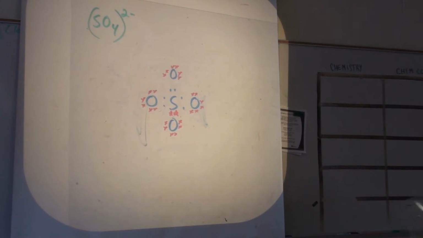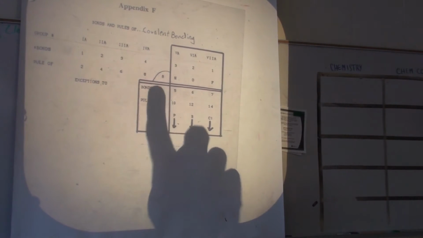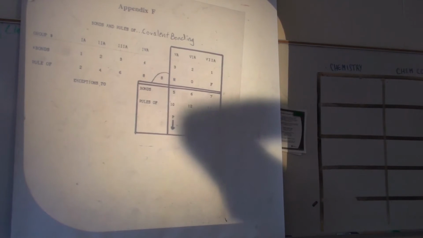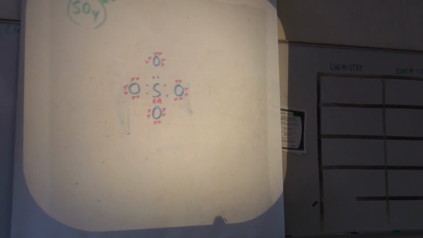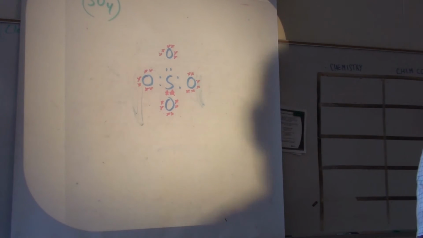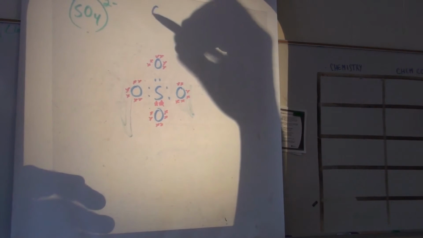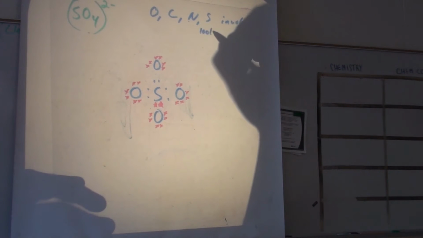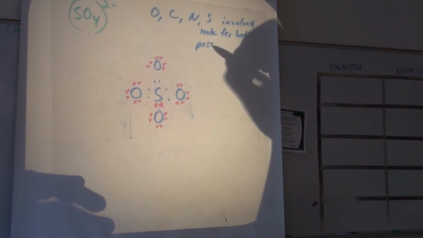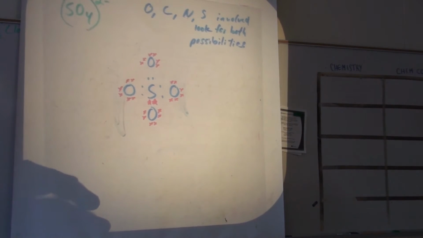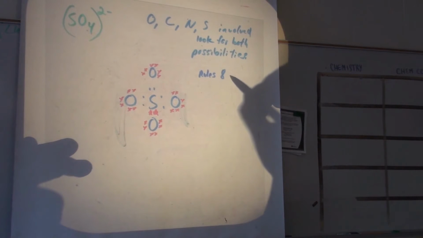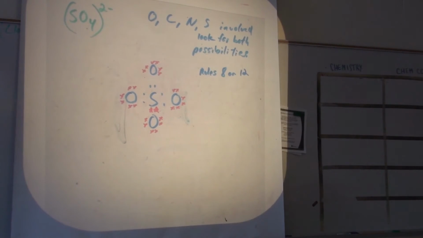Now, what rule am I going to follow? Sulfur can follow the rule of 8 or the rule of 12. So when there is oxygen, carbon, sulfur, or nitrogen, look for both ways. It doesn't mean they'll both be there, but you should look for them. Doesn't always mean they'll both be there, Allie, but look for both possibilities. So in other words, sulfur can follow the rule of 8 or 12. So let's look for both rules and see if we can do both.